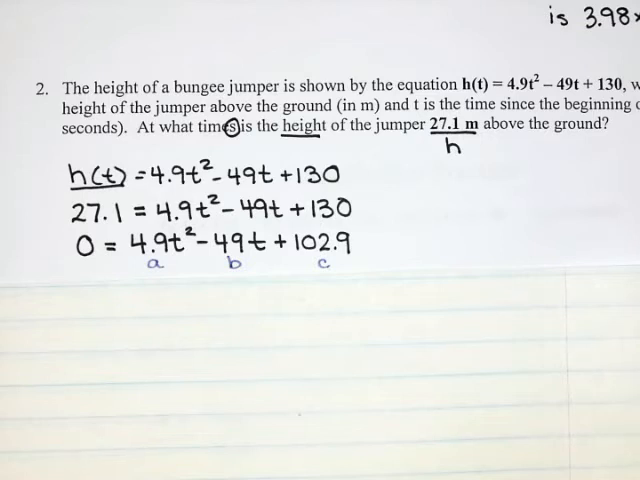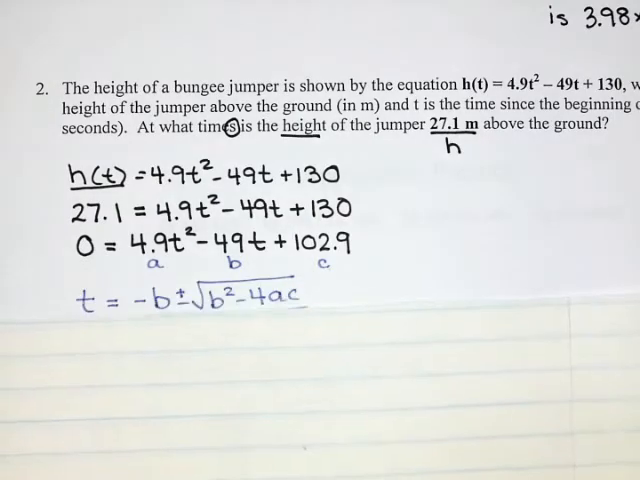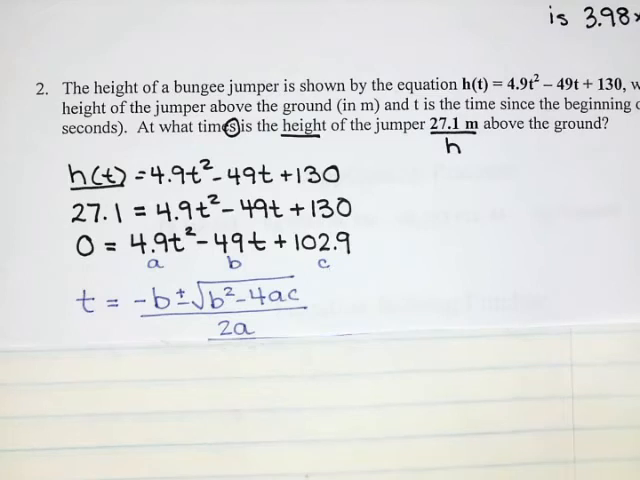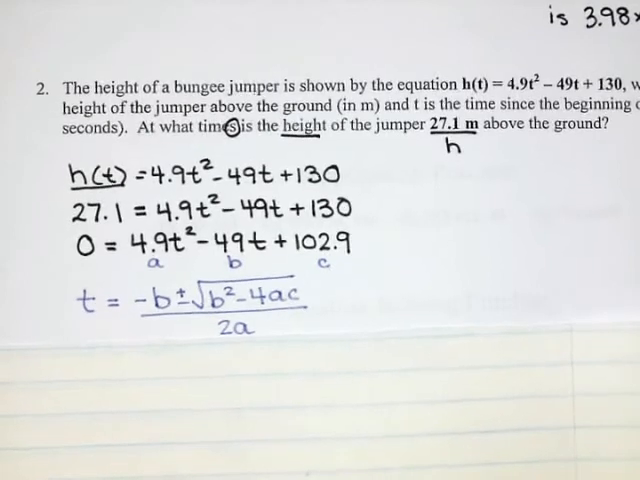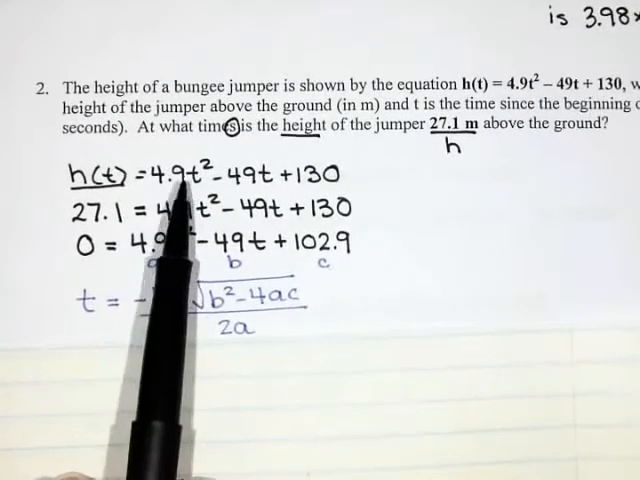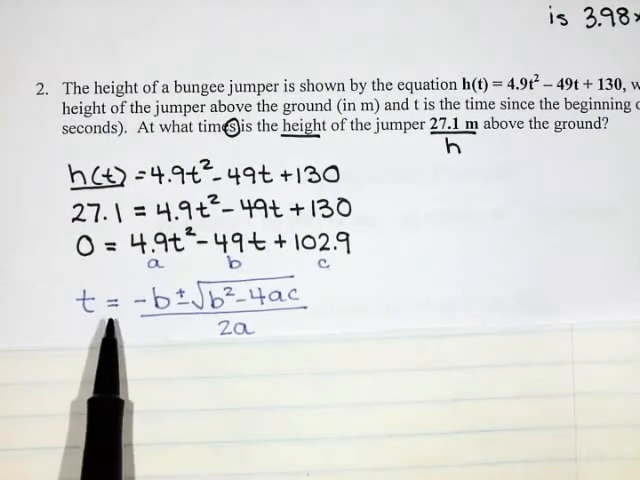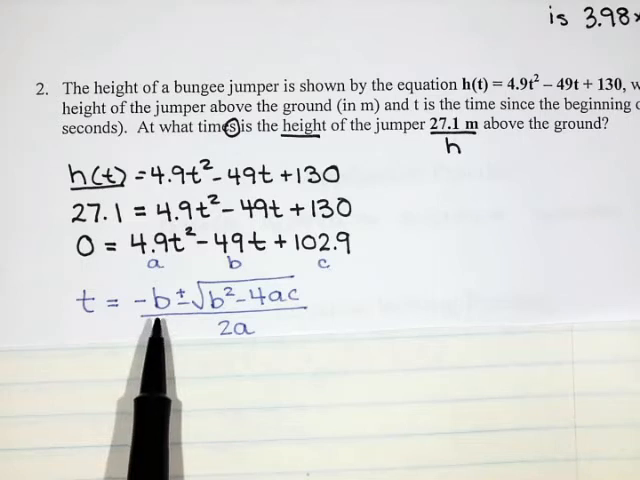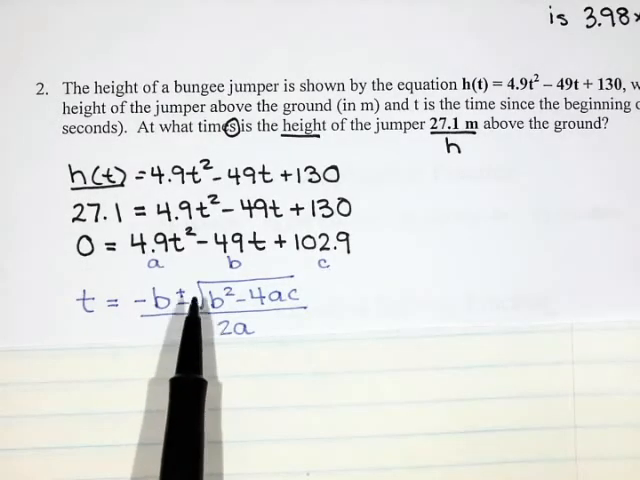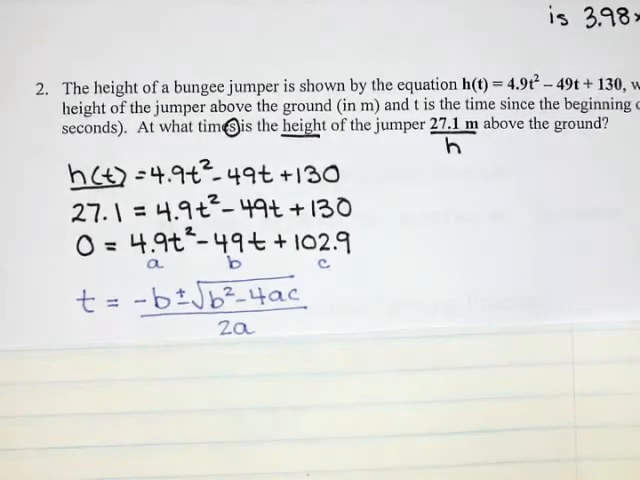So the 4.9 would be my a, the negative 49 would be my b, and the 102.9 would be my c. So I wrote down my quadratic formula. Now, when I was doing the quadratic formula, we normally write x equals. But because we're solving for t, I wrote t equals, and then negative b plus or minus the square root of b squared minus 4ac, all divided by 2a.